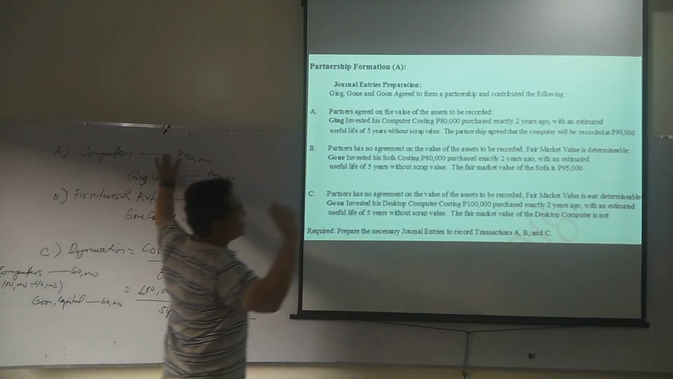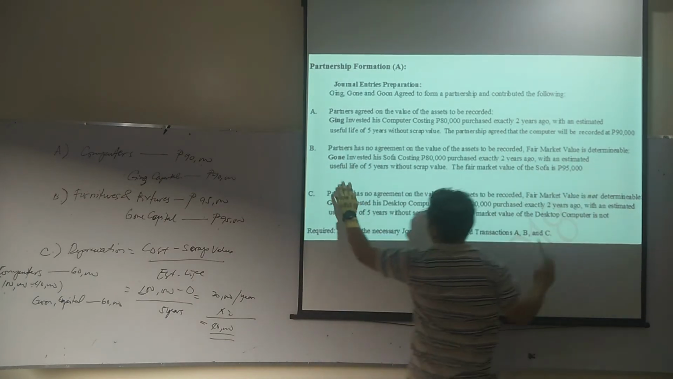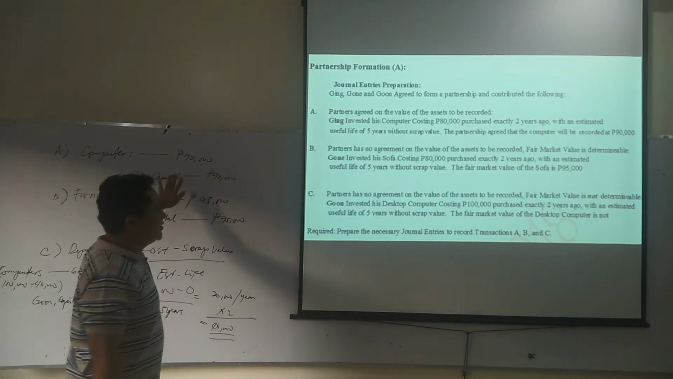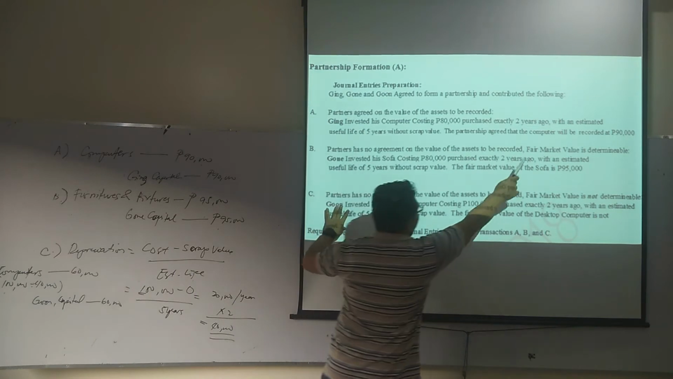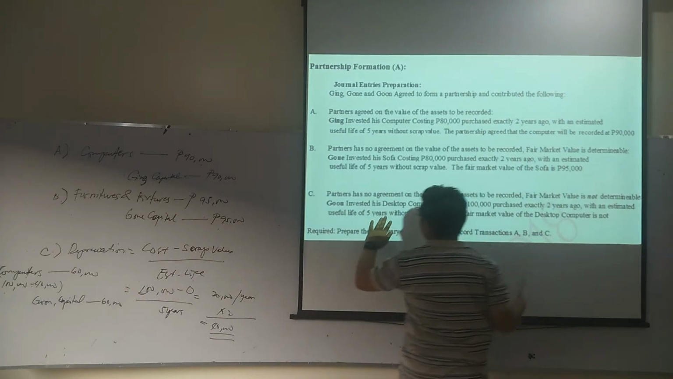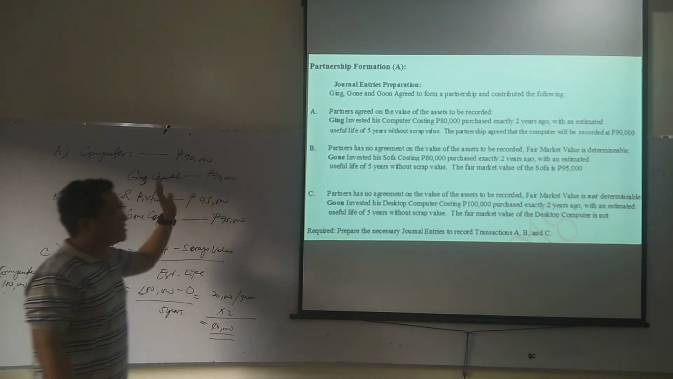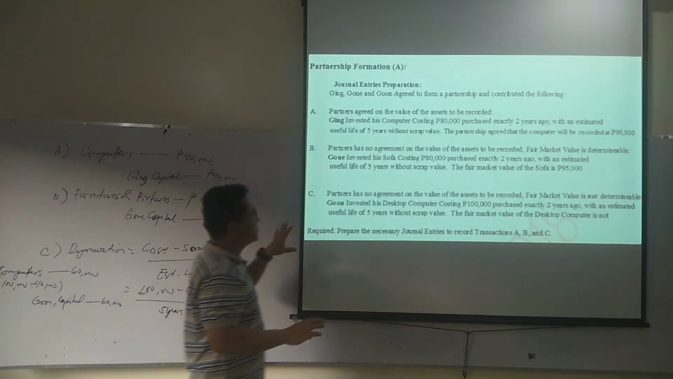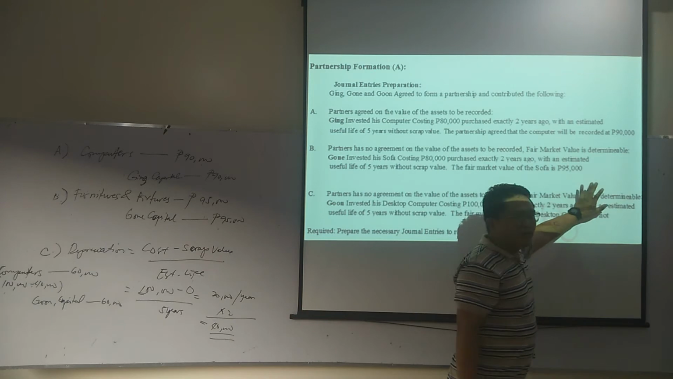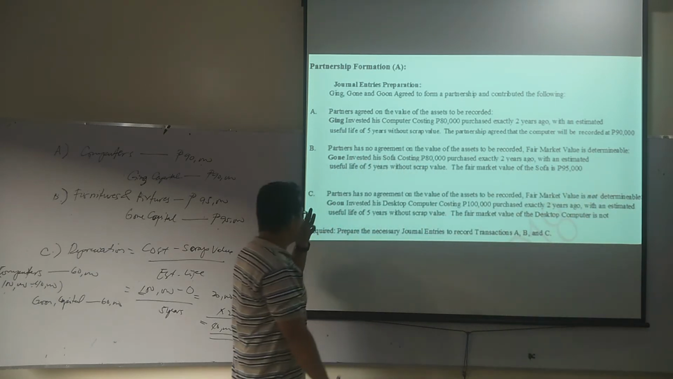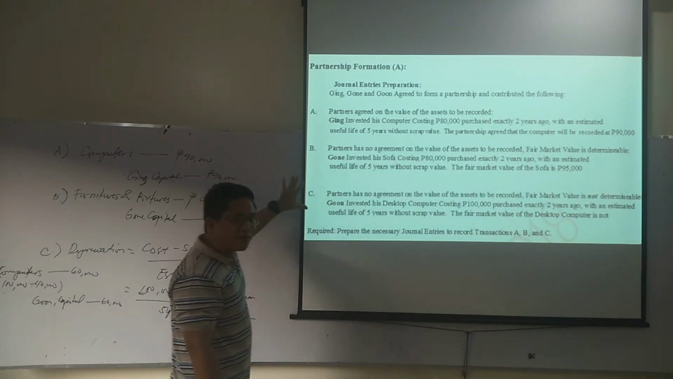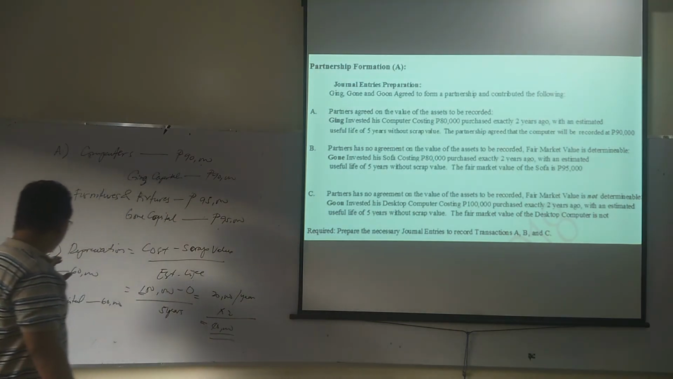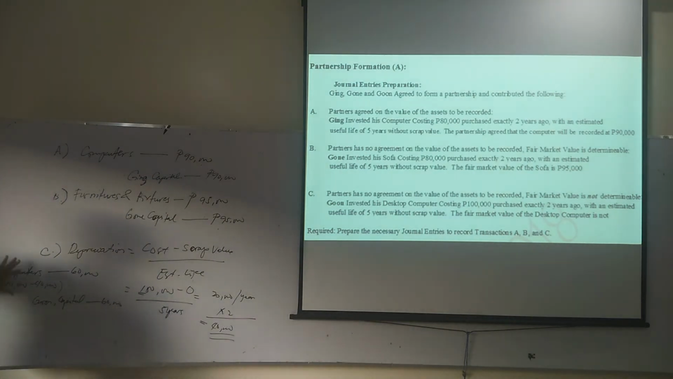So again, to record contributions of partners, if there is an agreement between the partners, we will record assets based on their agreement. So 90,000 for letter A. If there is no agreement, use the fair market value if it is determinable. So in this case, the fair market value is 95,000. If fair market value is not determinable, and also there is no agreement between the partners, we have to compute for the net book value of that computer.